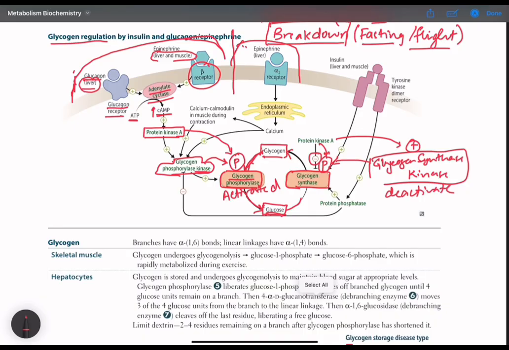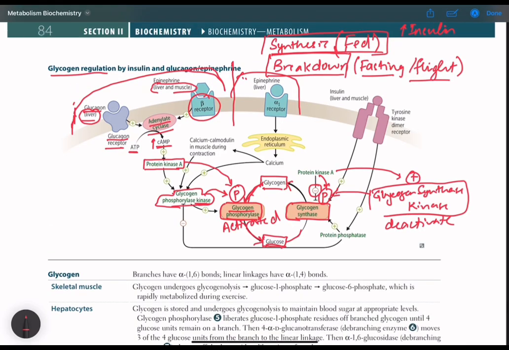And same goes for the other method. The other method is via epinephrine in liver through alpha-1 receptor. The calcium stored in endoplasmic reticulum is released. It binds with calmodulin, which also leads to the phosphorylation of glycogen phosphorylase as well as glycogen synthase, or in other words, it activates the glycogen phosphorylase.